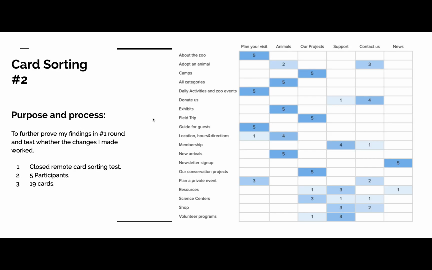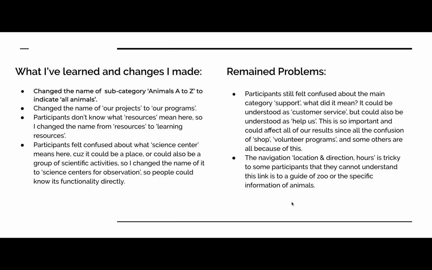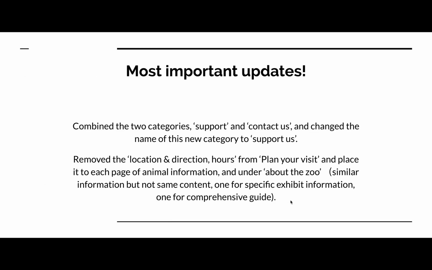Based on my changes, I conducted the second round of card sorting in order to further prove my findings and test whether the changes I made worked. The result was pretty successful, but some problems remain: participants still felt confused about what science center means here, because it could be a place or a group of scientific activities.